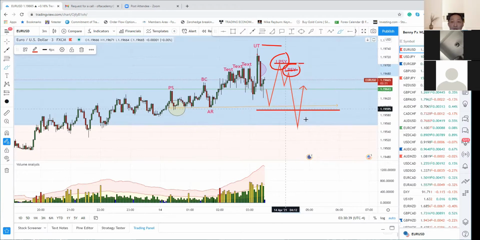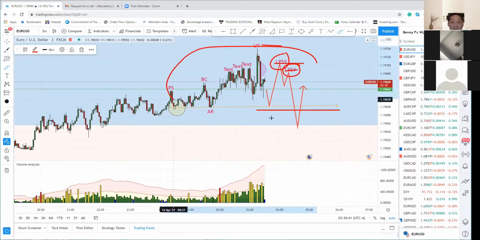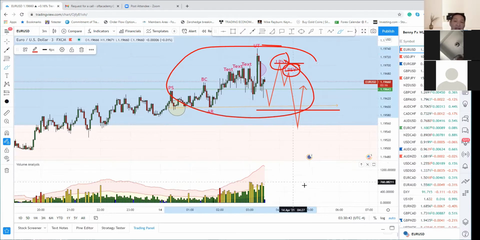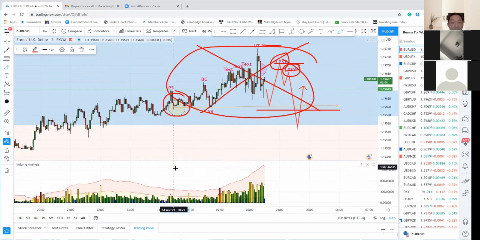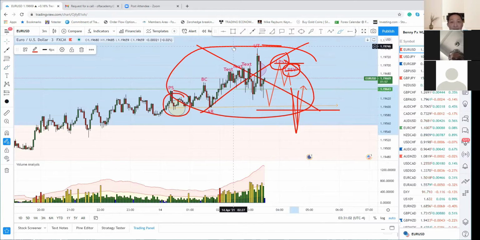So if you are not that sure about this whole distribution activity, what you can do is forget about all this. You don't trade all this. What you're going to do is just wait for the price to break this preliminary support. Once it breaks, when the price pulls back in, that's the time when you start to look for a sell.